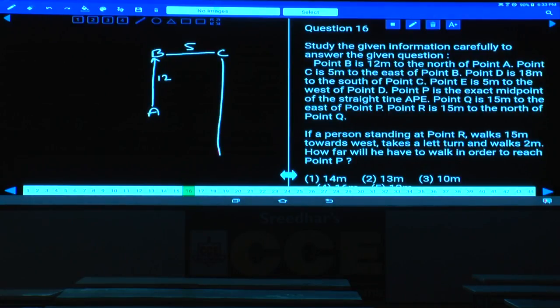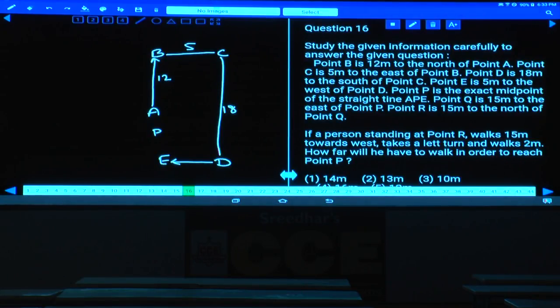And D is 18 meters. Now D is 18 meters to the south of C. And E is 5 meters to the west of D. E is 5 meters to the west of D, hence D and E form a horizontal straight line. And point P is exactly midway between A and E. Now P is exactly midway between A and E, hence P is here.